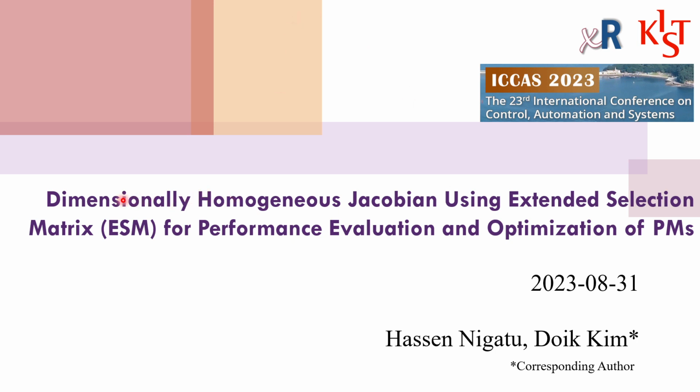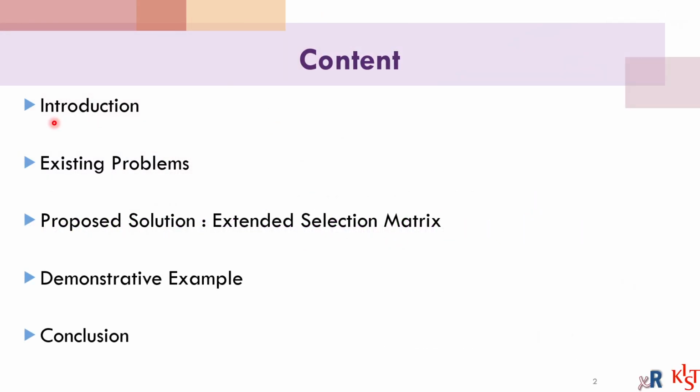In this presentation, I'm going to talk about the formulation of dimensionally homogeneous Jacobian using extended selection matrix for performance evaluation and optimization of parallel manipulator. Here is the content. I will first introduce the basics, discuss the existing problem, present the proposed solution, discuss the demonstrative example, and finally conclude.